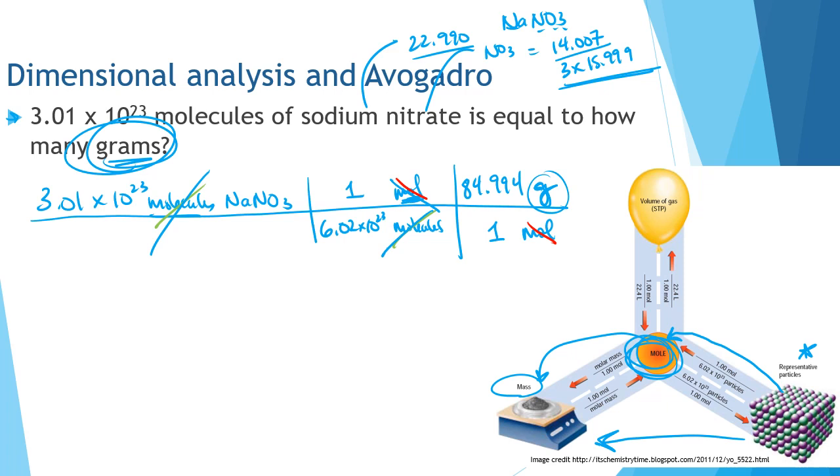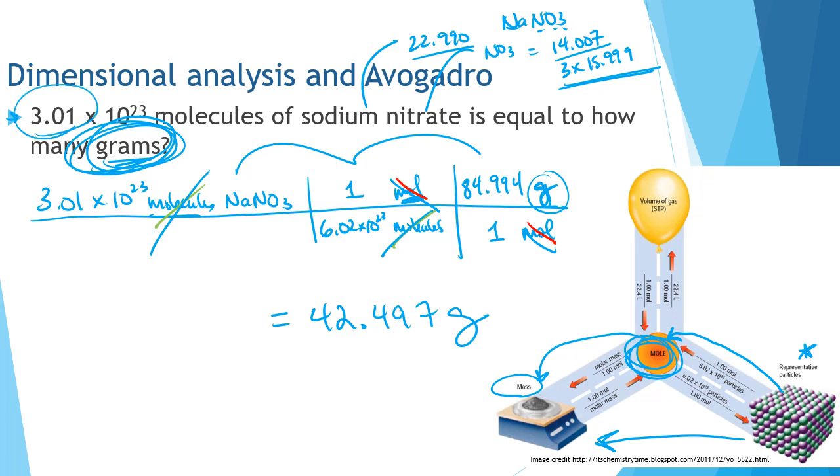Molecules canceled out, moles canceled out. We're left with grams. Grams is what I'm trying to find. We did it. Calculator time: 3.01 times 10 to the 23rd power times 1 times 84.994, because we multiply everything on the top. Now I'm going to divide by what's on the bottom, divided by, make sure you use your parentheses, 6.02 times 10 to the 23rd, because I have scientific notation in the denominator, and my final answer is 42.497 grams. Sig fig check.